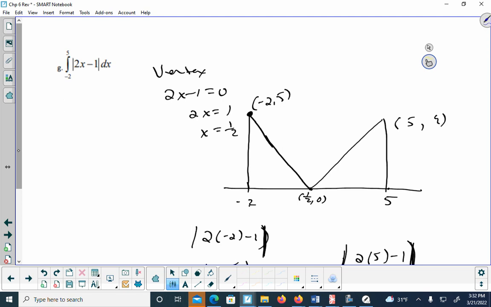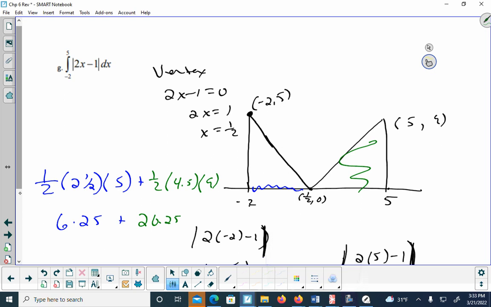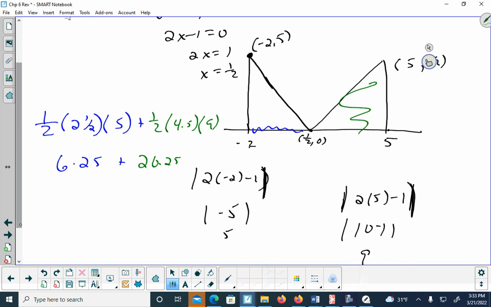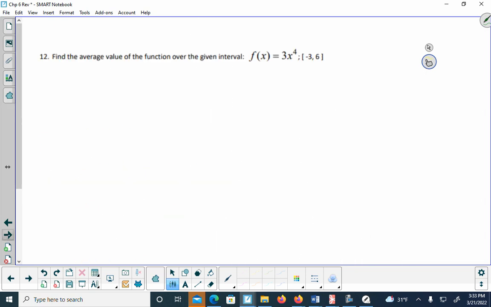So I have 2 triangles. This triangle here, I'm going to have 1/2 the base, which is 2.5, times the height, which is 5, plus we're going to do this triangle here, which is 1/2 the base, which is 4.5, times the height, which is 9. And then I'm going to multiply those. Hold on. So when I multiply, I got 6.25 and 20.25. And when I add those together, I'm going to get 26.5. And that's going to be my final. That's probably the best way to do it. Okay, the next one, number 12.